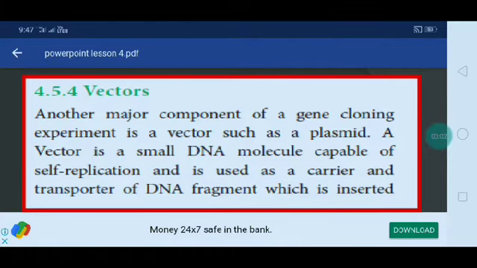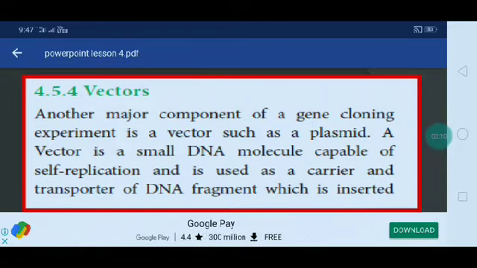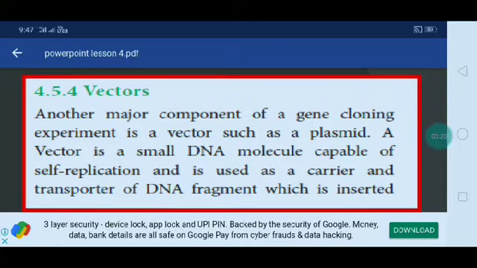Okay, good morning, students. Now you have to see the vectors. What do you mean by vectors? They are self-replicating, autonomously replicating organelles present in a bacterial cell. That is called a vector. It is a cloning vehicle, otherwise known as a cloning vehicle or vector.